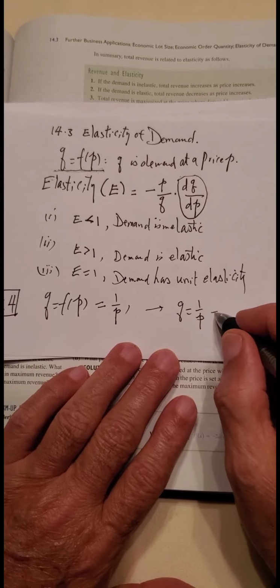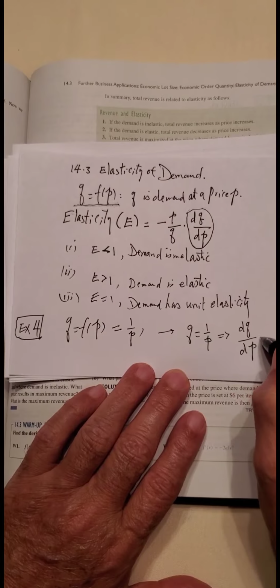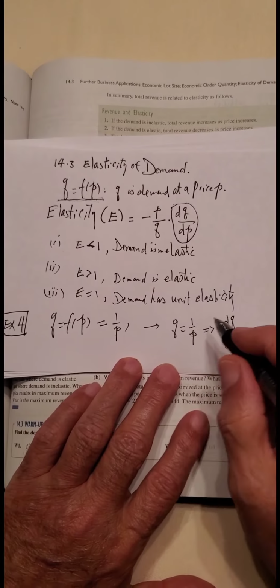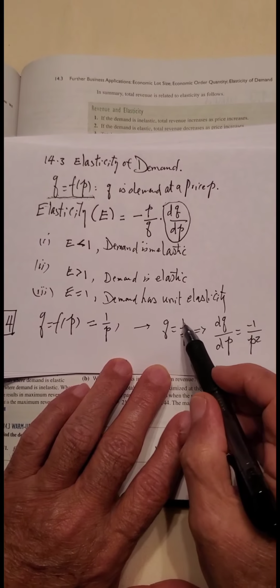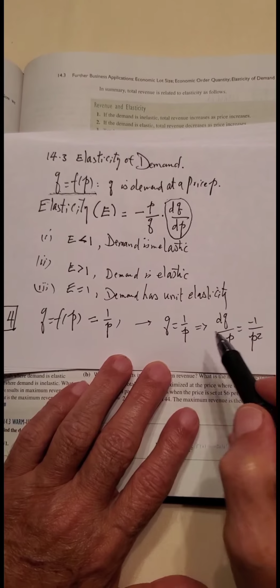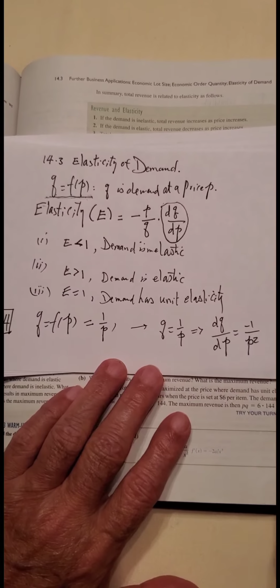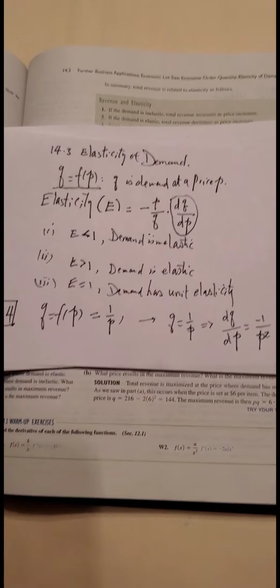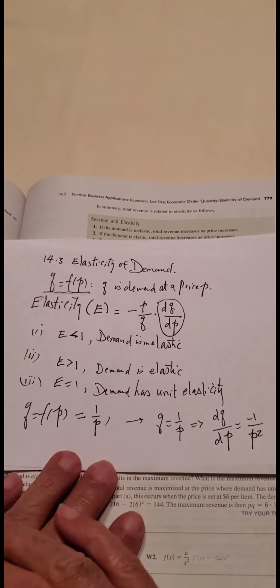So here we will have dq over dp. If you use the quotient rule, you will get -1 over p squared. The derivative of the numerator times the denominator would be 0, the derivative of the denominator is 1, times the numerator would be -1 over p squared. So the quotient rule is u prime v minus v prime u over v squared. That's what we used here.